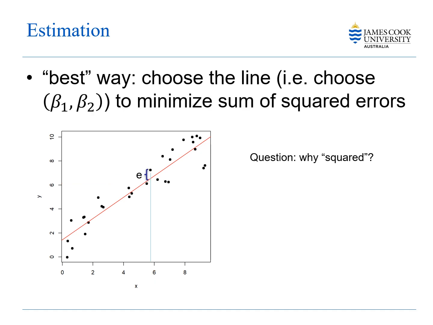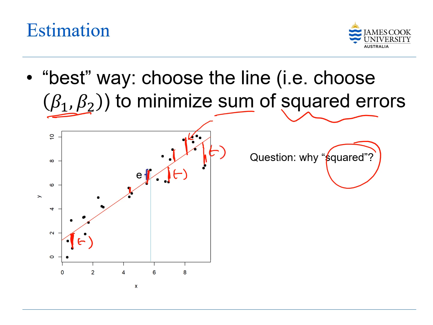So let's choose the line, which means choosing beta 1 and beta 2, to minimize the sum of squared errors. There's one error here, one error here, one error here, one error here. I'm going to square them. Why do I want to square them? It's because for all my drawing here, some errors are positive, but errors could be negative. This error is negative, this is negative, this is negative. So clearly, if I add positive errors with negative errors, they will cancel out, which is not good. So I'm going to square them first to get rid of the signs, and then sum them up. So I'm going to choose beta 1 and beta 2 to minimize the sum of these squared errors.